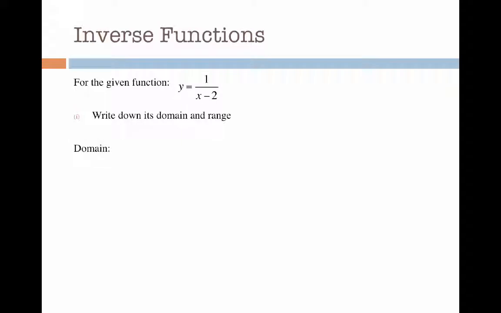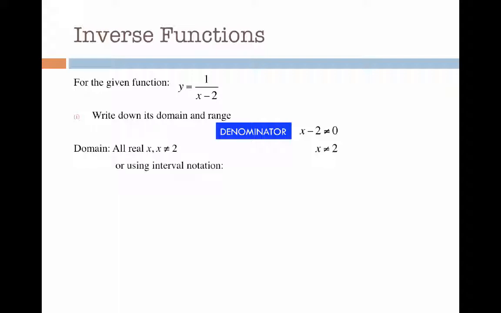Are there any restrictions on the domain of x? Well, we have a denominator of x minus 2, and denominators cannot equal 0. This means that x will never be able to be equal to 2. So our domain will be all real x, except x cannot equal 2. Using interval notation, we have negative infinity to 2, union 2 to infinity.